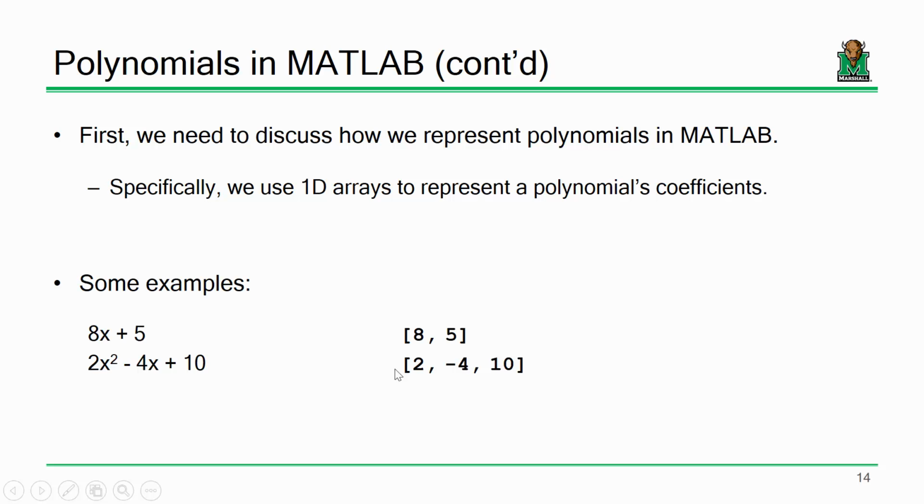Obviously, the more columns we add to this array, the one that's furthest to the left is assumed to have the highest power of X. And so the way that we could find out what the polynomial is, 10 is just the coefficient, then it's minus 4x and 2x squared.